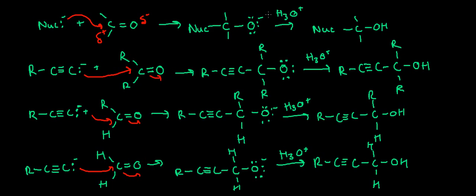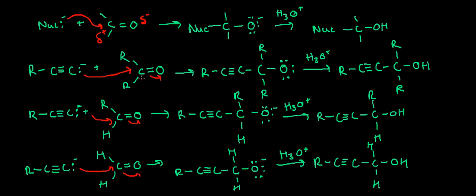An acid or water, something that can donate a proton, will give a proton to this oxygen, leaving the nucleophile bonded to the carbon and an oxygen. In this case, we're looking at creating an alkyne with an alcohol group. So our nucleophile is going to be acetylide.